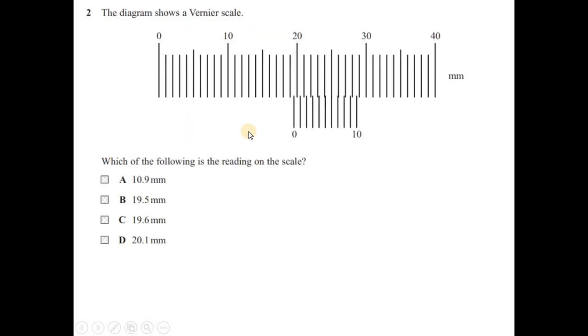Question number 2. The diagram shows a vernier scale. Which of the following is the reading on the scale? For a vernier caliper or vernier scale reading, we have two types of scale. The top one is called the main scale, and we read the reading in millimeter, and you can see the millimeter written here. So the above numbers are in millimeter, and the lower ones are called the vernier scale reading, and there is no unit for these.